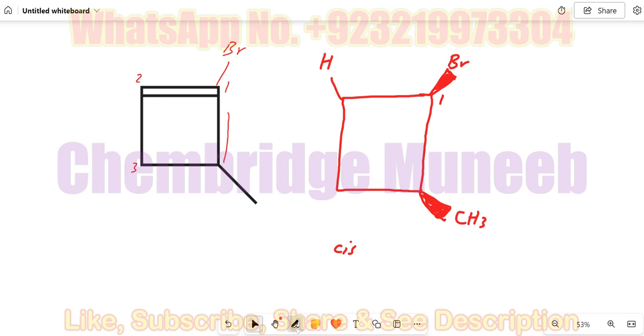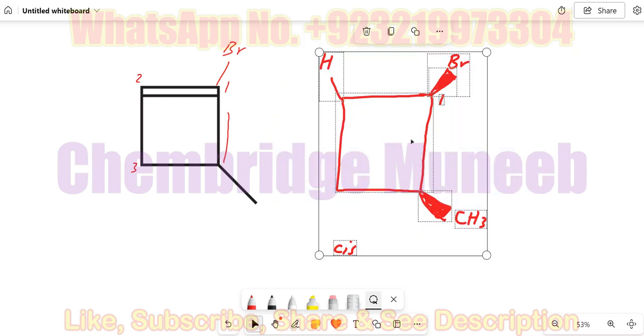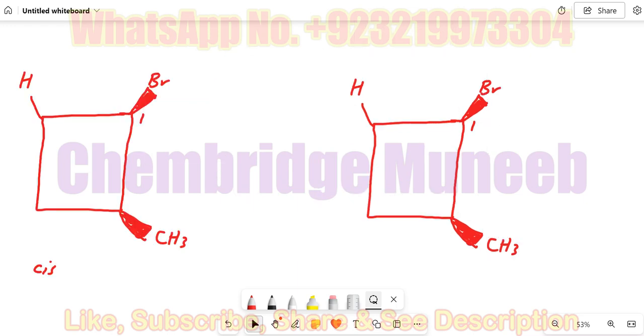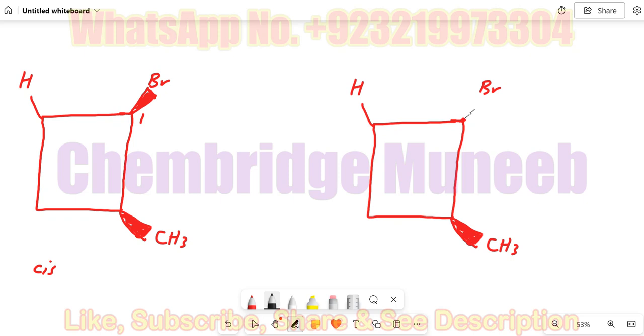Now I have to draw another structure of this compound. Now this is the other product, but in this case I will change its direction and I will say that this time it is going into the plane instead of out of the plane. For this purpose I have to show this bond in the form of the dotted line. So this indicates that it is now going into the plane.